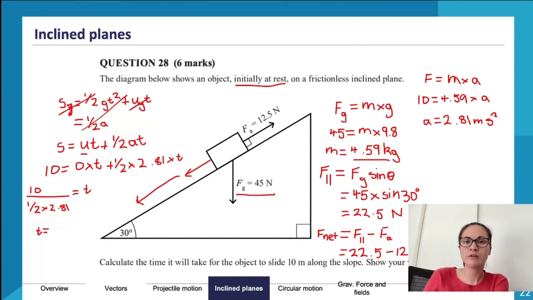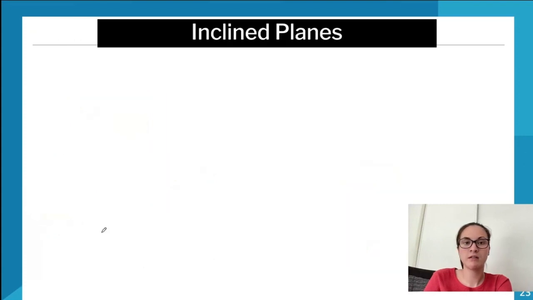Sorry, just make sure this thing's going. Yeah, cool. So 10 divided by half times 2.81. We end up with 7.12 seconds. That's how long it takes to slide 10 meters along the slope. Okay, if you have any questions about that, feel free to ask. They will be answered momentarily.